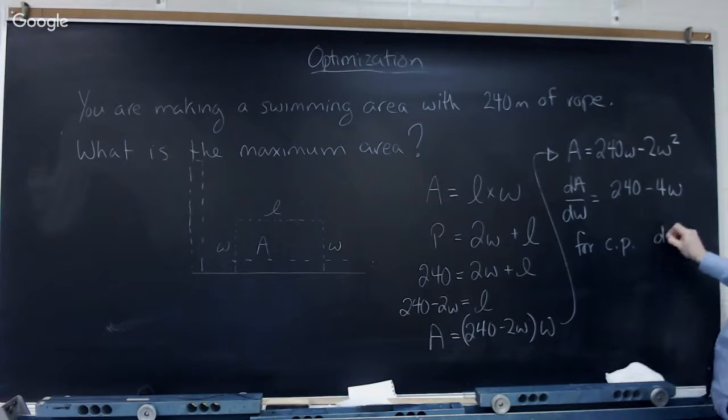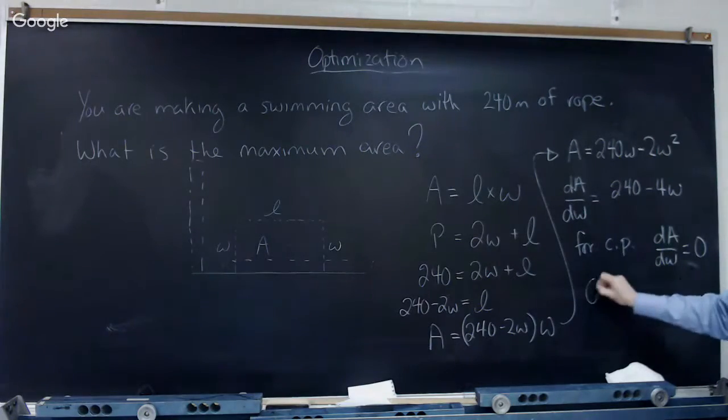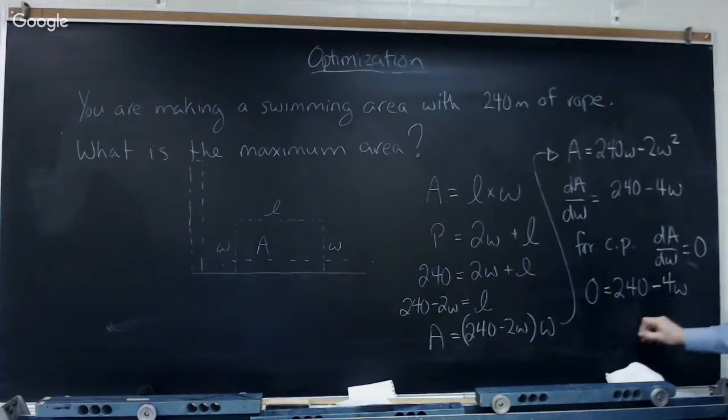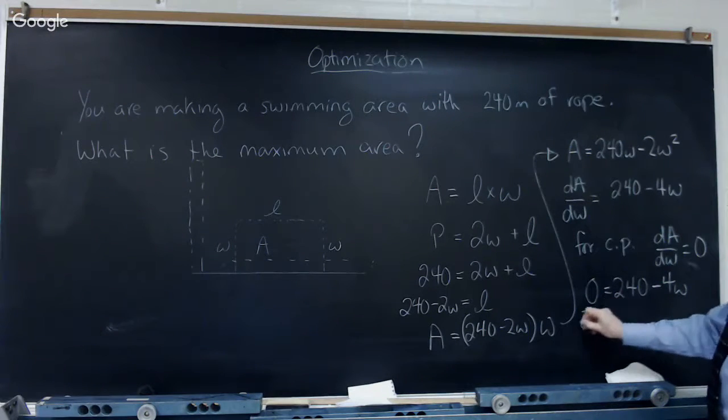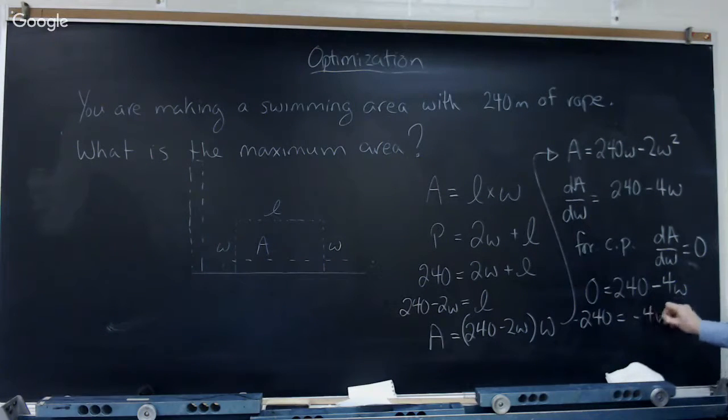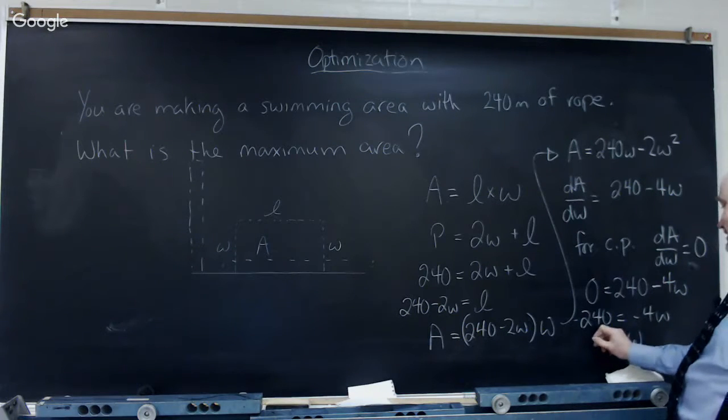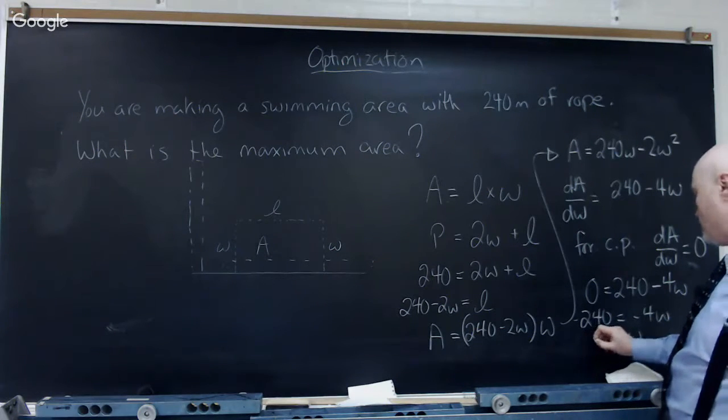And for a critical point, we are going to set the derivative equal to 0. You can see that, right? Yep. Okay, perfect. So 0 is equal to 240 minus 4w. Negative 240 is equal to negative 4w. And so w is equal to 240 divided by 4, which is going to be, what is this, 50 something?